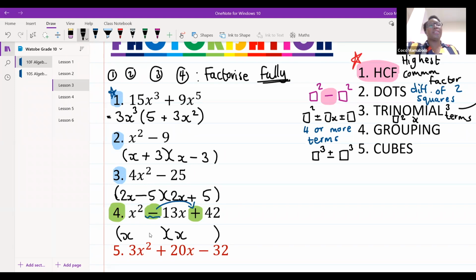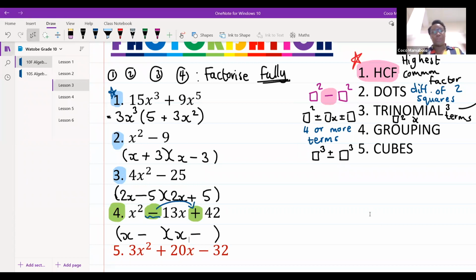Any ideas? That's it. They're both going to be negative. I'm going to get a negative and a negative. And then I just need to look for the factors of 42 that, when added together, are going to give me 13. What are my two factors?